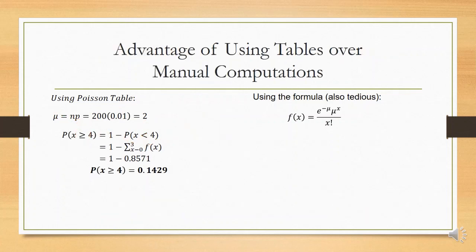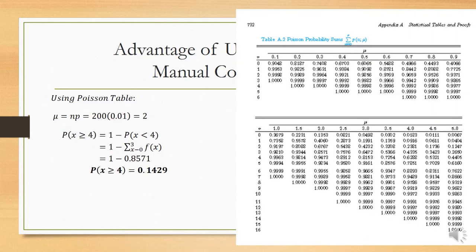So, paano tayo magbabasa pag 0 to 3? So, ang una natin gagawin ay hanapin yung ating mu na 2. So, eto siya. And then, 0 to 3, eto yon. Yung ating lilitaw ay yung 0.8571. So, 1 minus that, meaning the probability na magkaroon ng failure ng mga diodes from 4 to at least 4 ay 14.29%.